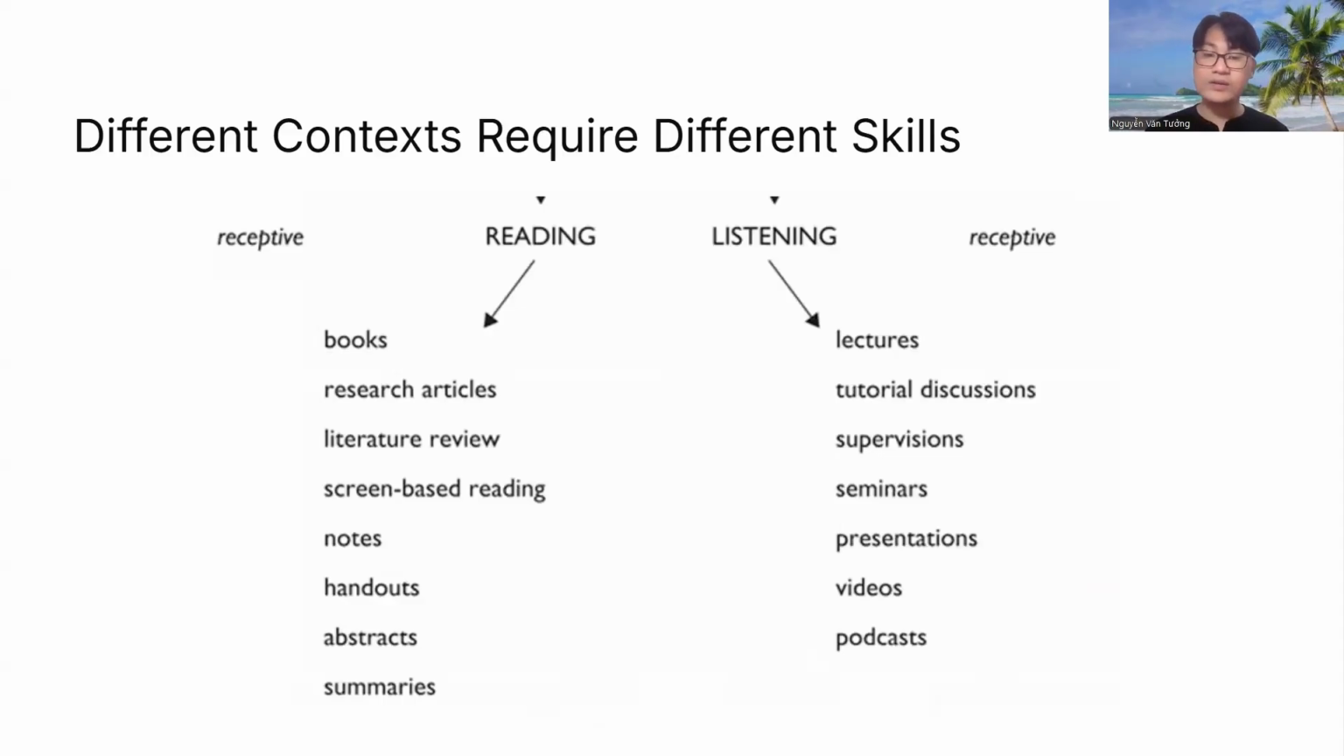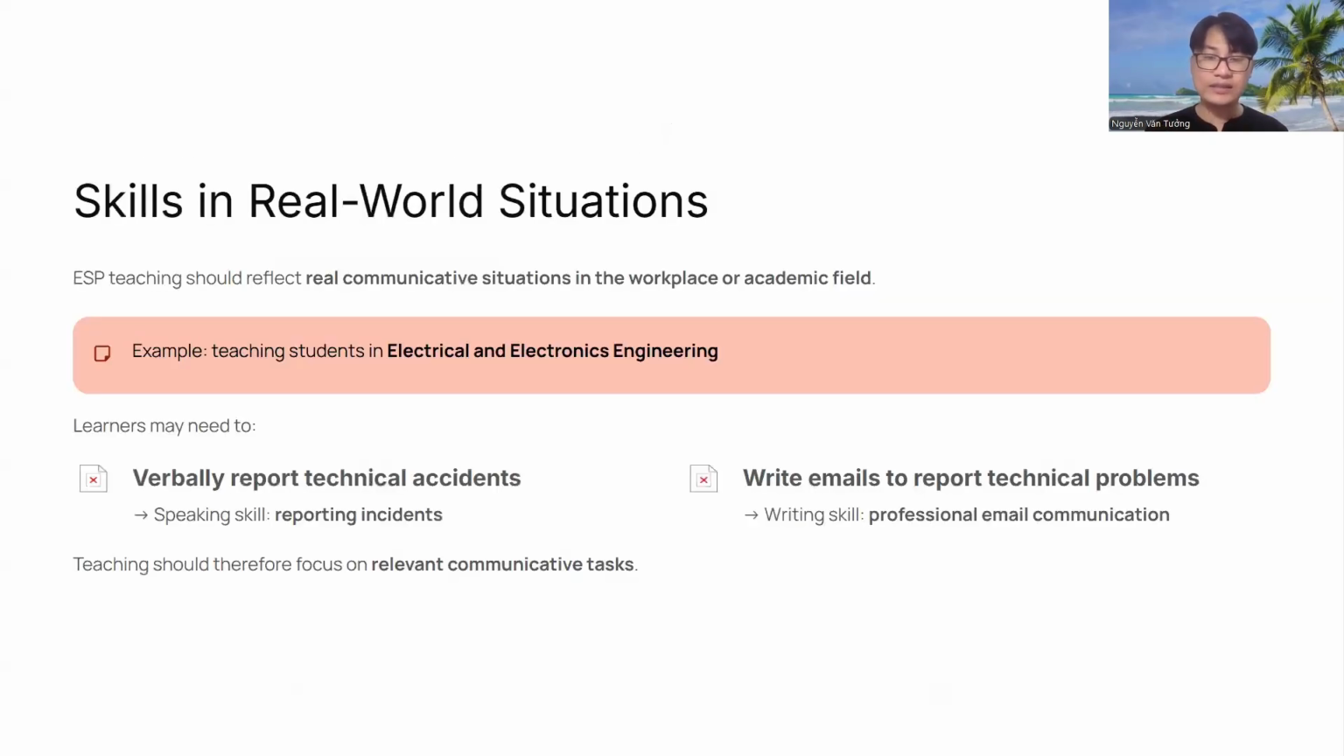And the same applies to reading and listening as well. If you want to read books, of course you need to be good at reading. If you want to read an abstract, of course you need to read fast. Listening: you are attending lectures, you need to understand what the presenters are saying, so you need to have good listening skills. Videos or podcasts are no exceptions. So as you can see, different contexts would require different skills. It depends on what the learners really want.